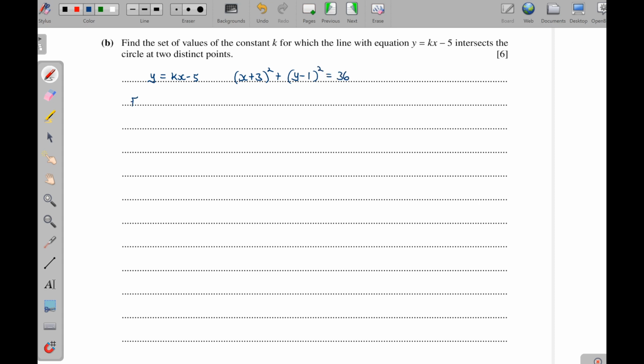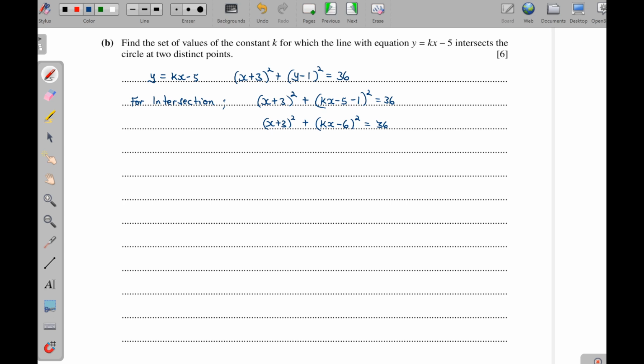So for intersection, we are going to solve these two simultaneously. For intersection, I will have x plus 3 squared, then plus, where there is y, I put kx minus 5, then minus a 1 squared, which is equal to 36. We have x plus 3 again here squared, then plus kx minus 6 squared, which is equal to 36.